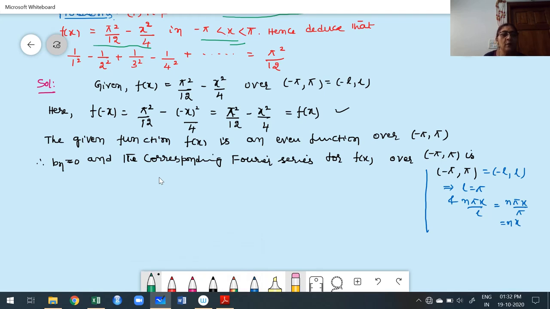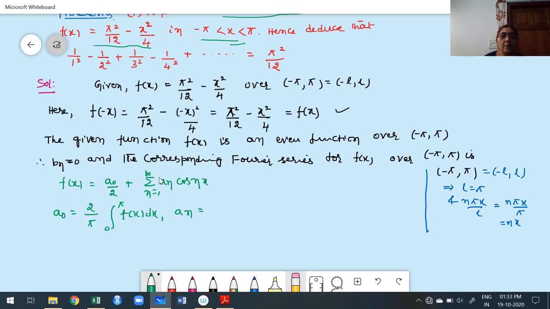Therefore, what is my Fourier series expansion? Here, f of x is equal to a naught by 2 plus summation n ranging from 1 to infinity of a n cos of nx, since n pi x by L is nx because L is pi. In the series, what is my a naught? While writing the even or odd case, I have to write 2 by L. What is L here? 2 by pi, integral from 0 to pi of f of x dx.